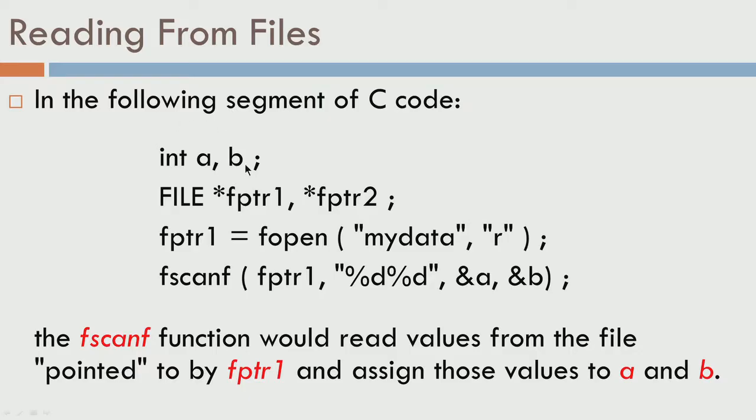So, int a comma b, these are two integers, and we have a pointer fptr1 which is of type FILE star. Let us look at this line here. We have opened the file. In this example, there is no check on whether fptr1 is NULL or not, but let us see how to read two integers from the file. Let us assume that the file mydata has two integers saved in it.